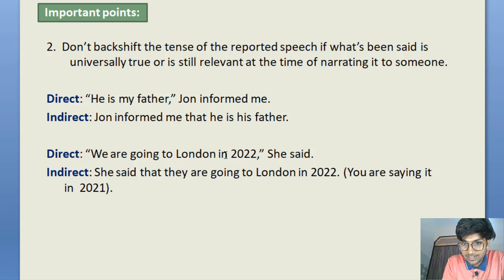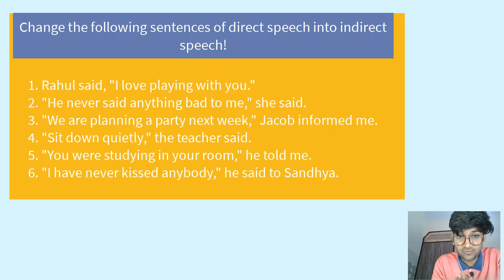Second example, we are going to London in 2022, she said. She said that they are going to London in 2022. Okay, and you're saying it when you are in 2021. If you're saying it after 2022, you will change the tense. You will backshift the tense. You will say they were going to London in 2022 because now it is 2023. Okay, and it is not true. It's done. So I hope you've understood what is a direct speech, what is an indirect speech, how to change a direct speech into an indirect speech, when to do it, when we backshift the tense, when we do not. I hope everything is clear.